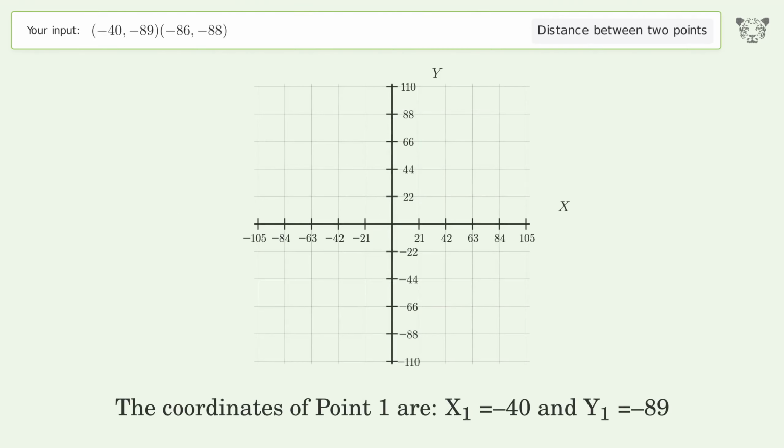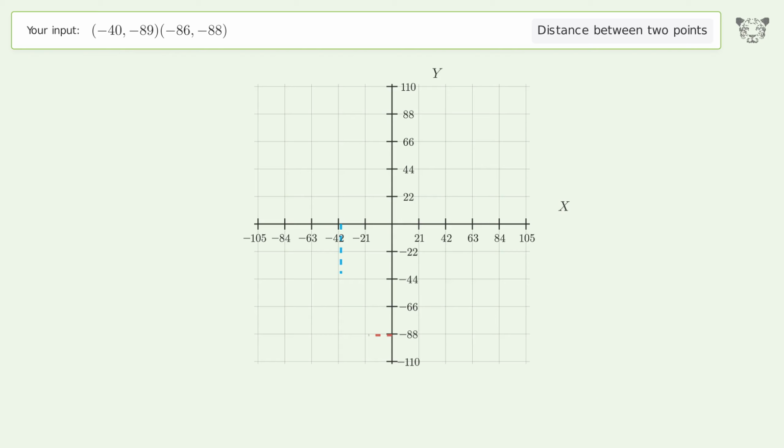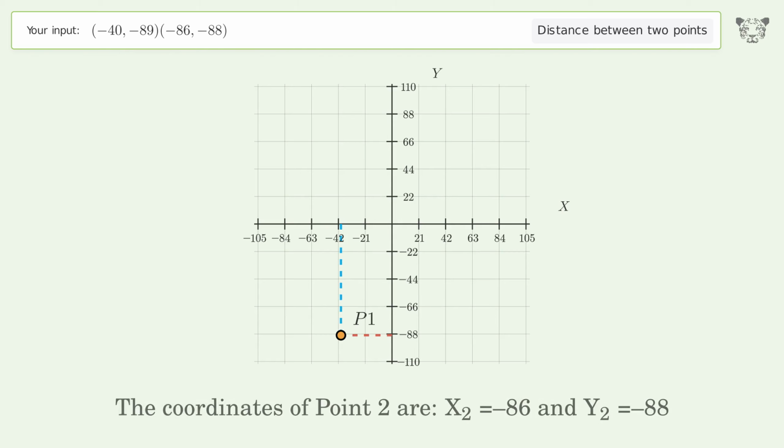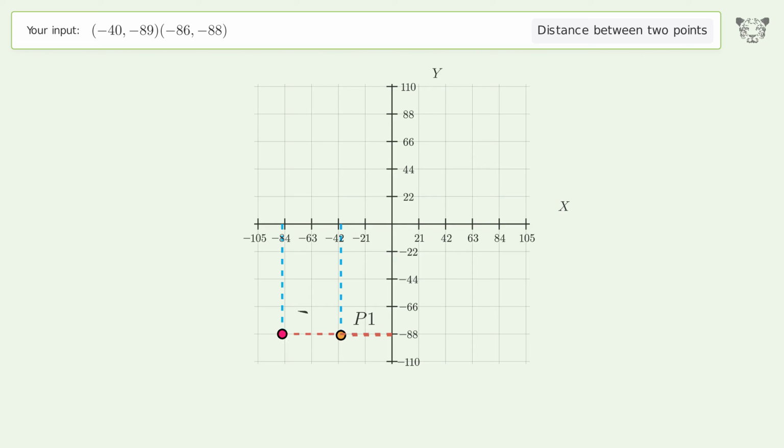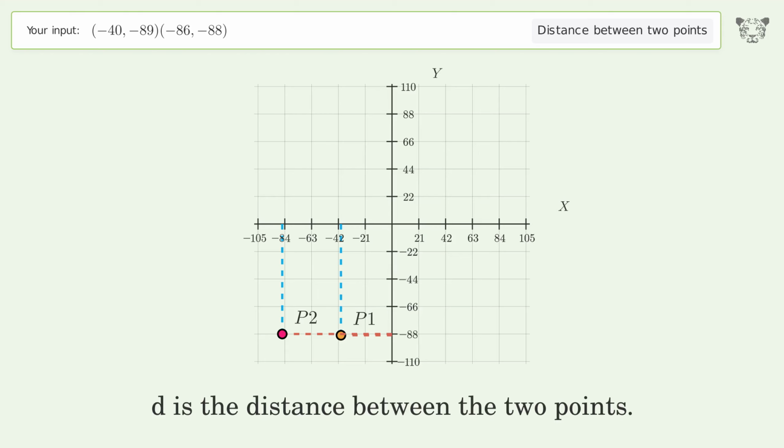The coordinates of point 1 are, x1 equals -40 and y1 equals -89. The coordinates of point 2 are, x2 equals -86 and y2 equals -88. D is the distance between the 2 points.